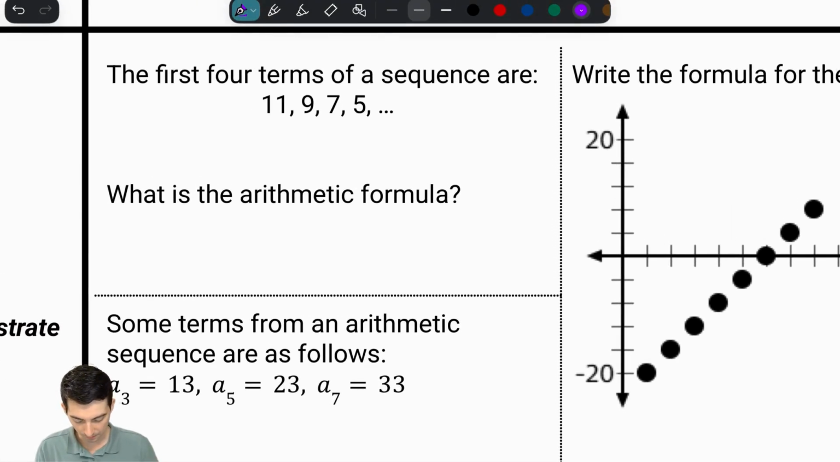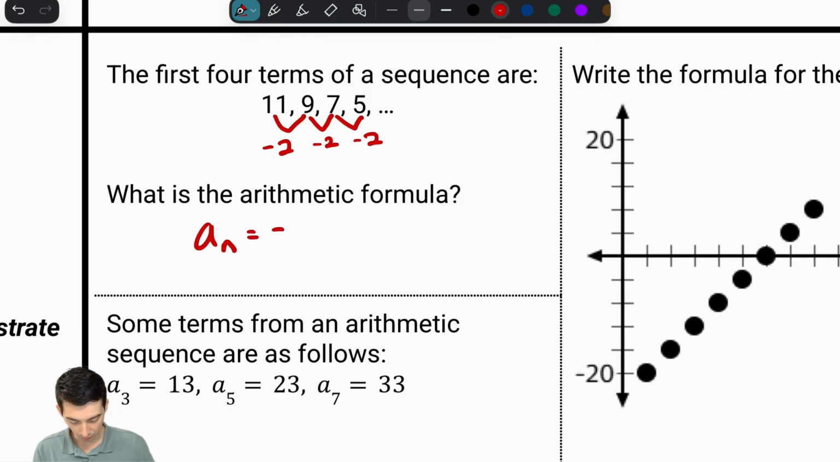This first one: the first 4 terms of a sequence are 11, 9, 7, and 5. So what's going on here? To get from 11 to 9, we're subtracting 2. 9 to 7, we're subtracting 2. 7 to 5, we're subtracting 2. So my common difference is that we're subtracting 2, and so my a sub n is going to be negative 2n.